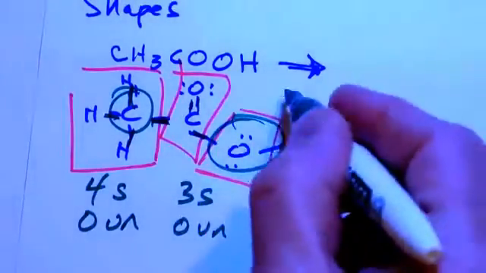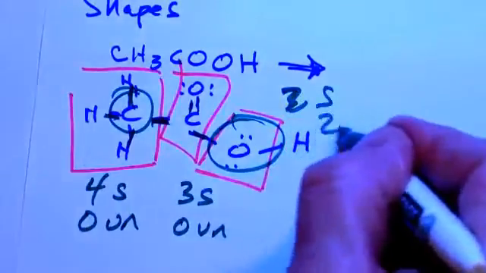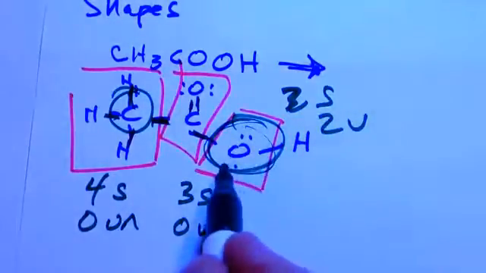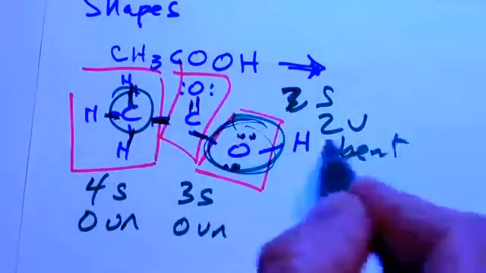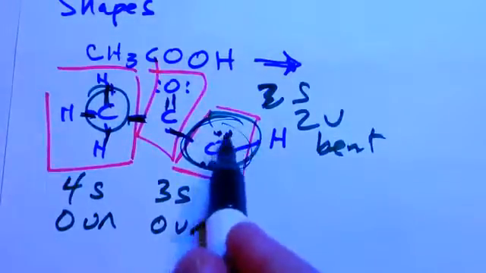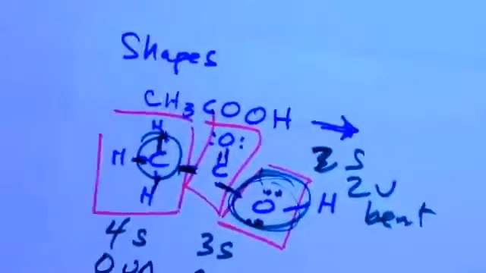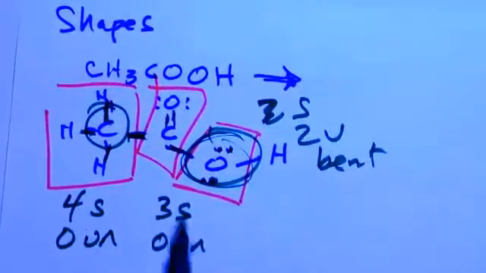And then right around here we've got 2 shared and 2 unshared pairs right here, and so this gives rise to the shape called bent because there's 2 unshared and 2 shared pairs. So when you're confronted with a larger molecule, make sure that you look at the various shapes of the various sections. So what does this tell us about a molecule?